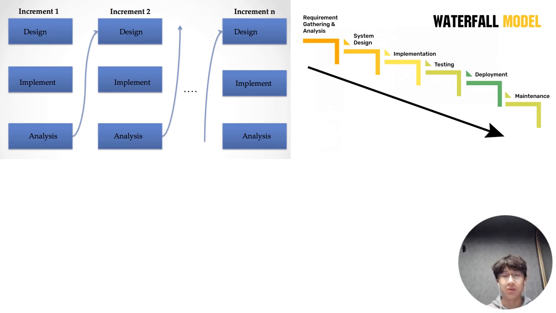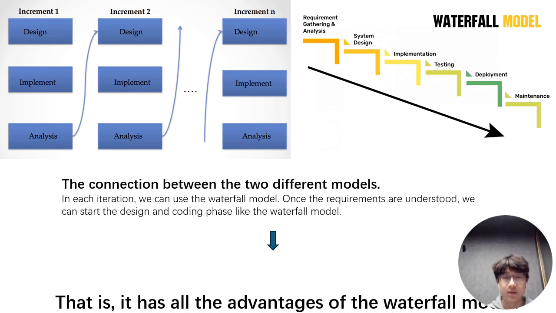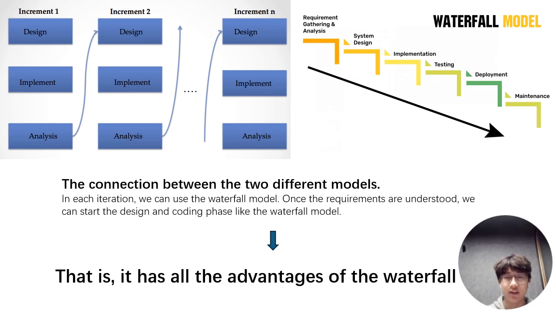However, the waterfall development model can be used in each iteration, which means that the rapid iteration model has almost all the advantages of the waterfall model. For example, in increment 1, we can use the waterfall model. Increment 2, we can also use the waterfall model. So I think the iterative incremental model combines the waterfall model in each part of its iteration. So it has almost all the advantages of the waterfall model.